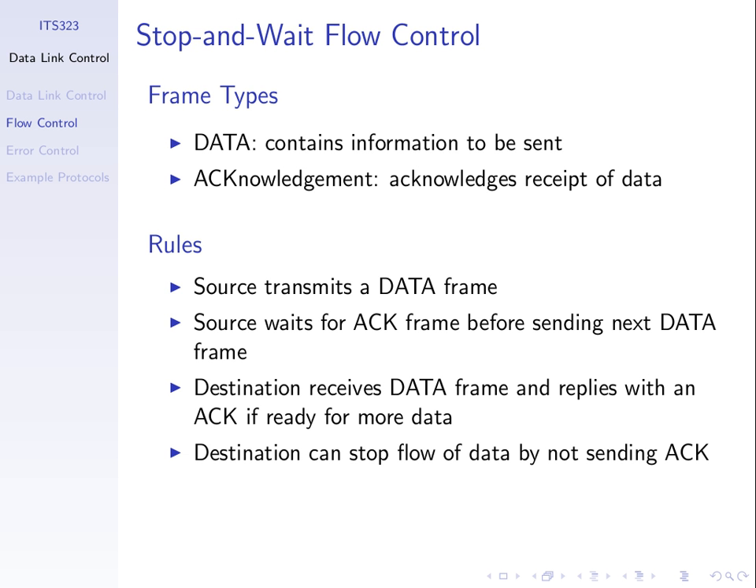We'll distinguish a data frame as the frame that contains the information we want to send from A to B. It has data in it. An ACK frame is a special frame, and in our case has no data. It's just a header. It's just a special message saying, I acknowledge that I've received the data, you can send the next piece of data. So we talk about an ACK or an acknowledgement frame.